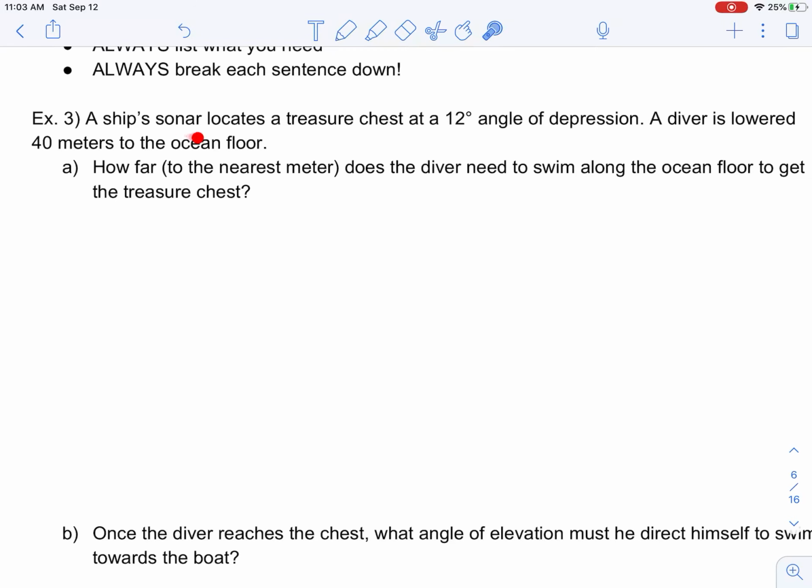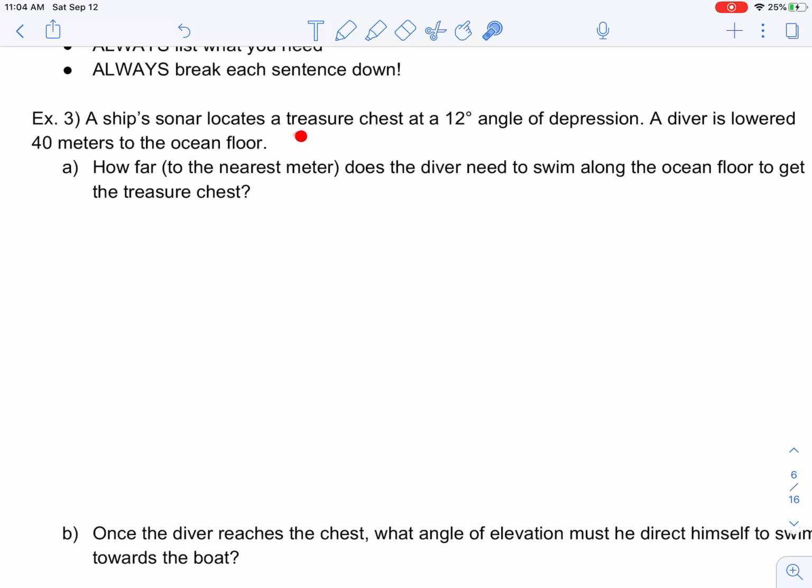So let's read it through first once. A ship's sonar locates a treasure chest at a 12-degree angle of depression. A diver is lowered 40 meters to the ocean floor. How far to the nearest meter does the diver need to swim along the ocean floor to get to the treasure chest? So that's a lot of information.